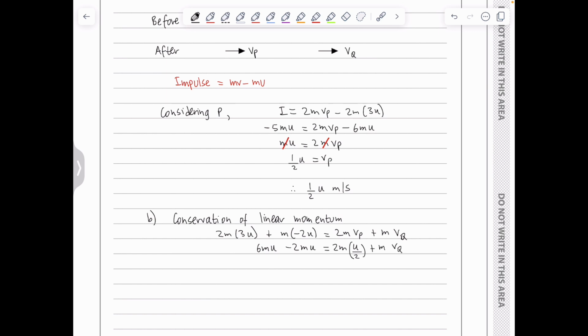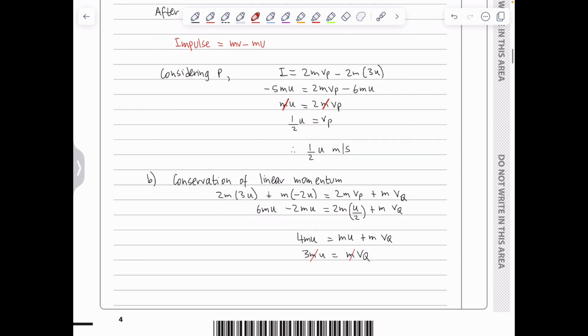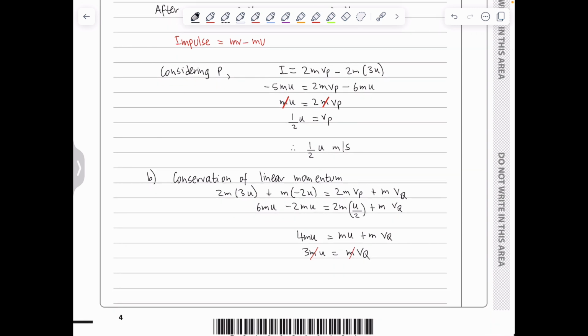So we get that 4mu is equal to mu plus mvq. So we have 3mu is equal to mvq. Again, the m will cancel out, and we get that the velocity of q is 3u, and therefore we conclude that we're looking at a speed of 3u meters per second.